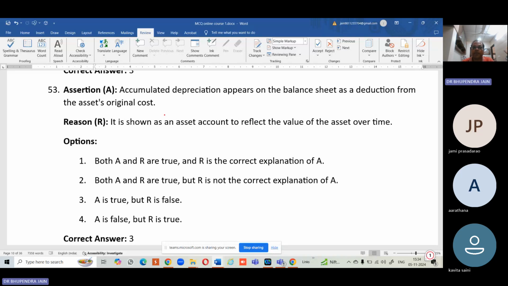Accumulated depreciation appears on the balance sheet as a deduction from the asset's original cost. Yes, true. It is shown as an asset account to reflect the value of assets over time. So this is false.